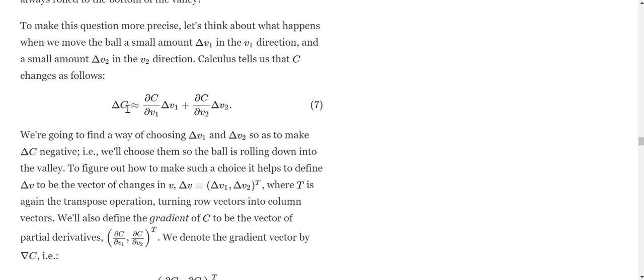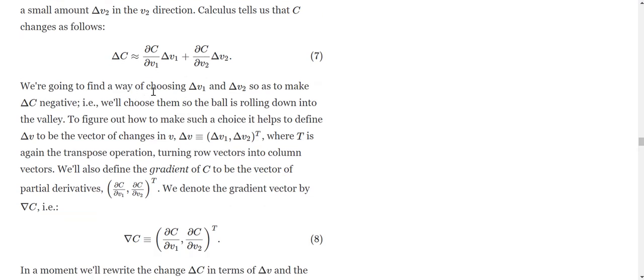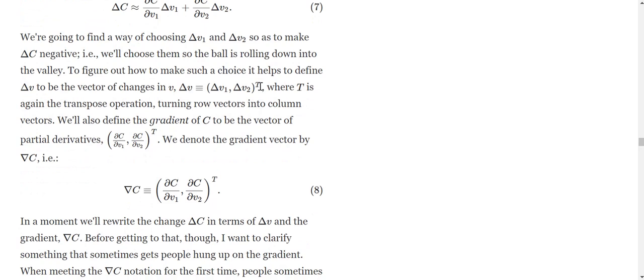So the change in C is the partial derivative of C with respect to V1 times the change in V1 plus the partial derivative of C with respect to V2 times the change in V2. So we are now going to find a way of choosing delta V1 and delta V2 so as to make delta C negative. That is, we'll choose them so the ball is rolling down the valley.